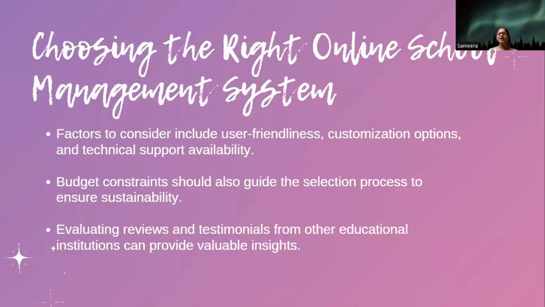Choosing the right online school management system. Factors to consider include user friendliness, customization options, and technical support availability. Budget constraints should also guide the selection process to ensure sustainability. Reviews and testimonials from other education institutions can provide valuable insights.